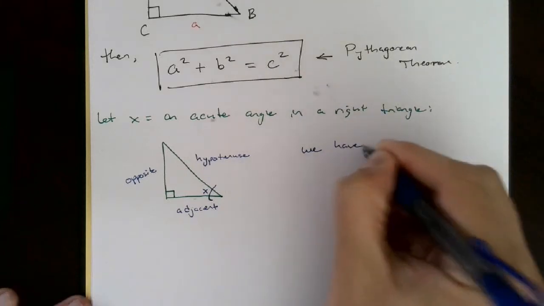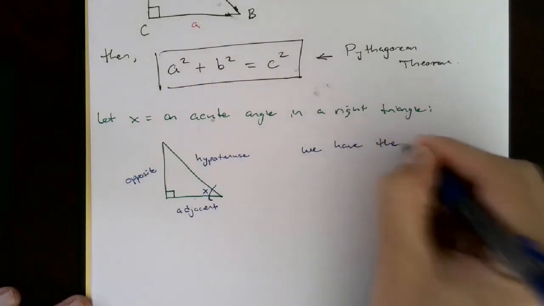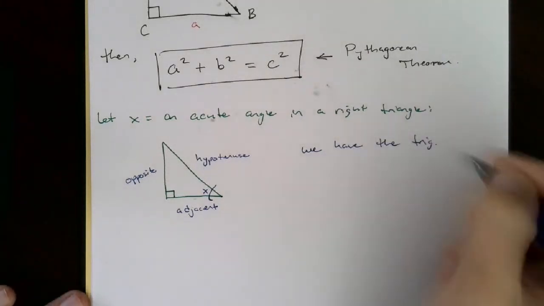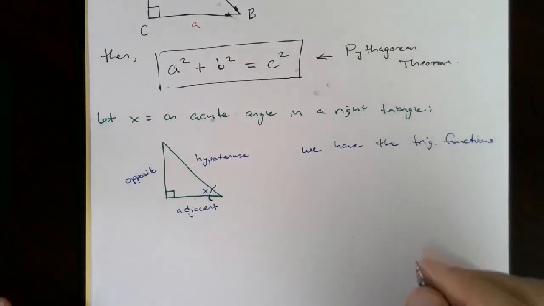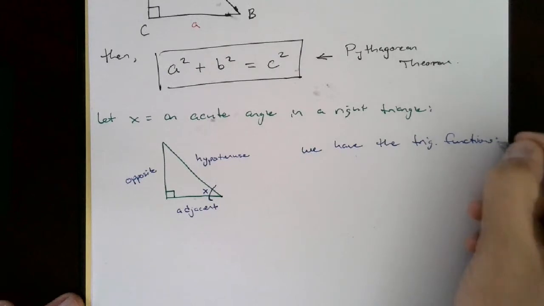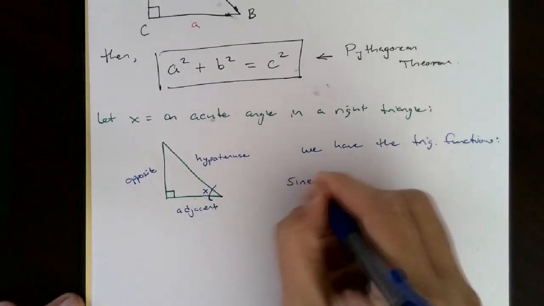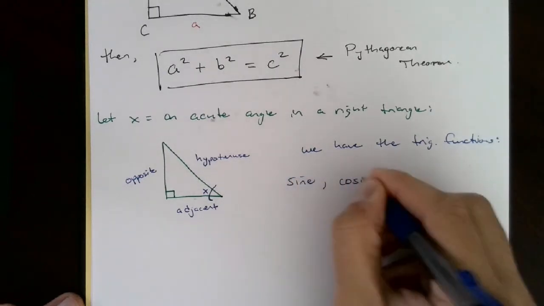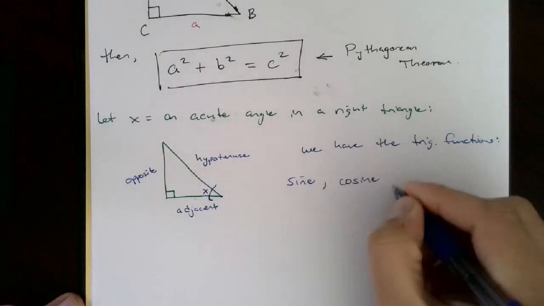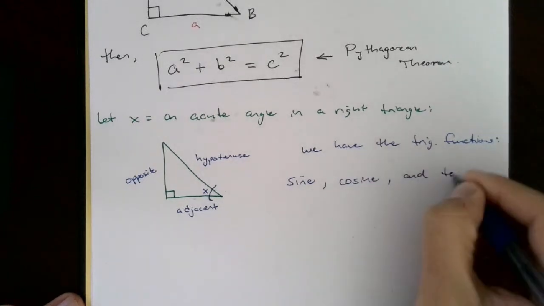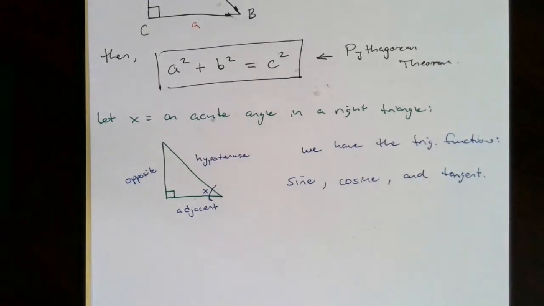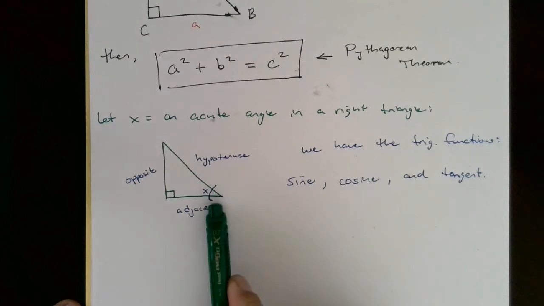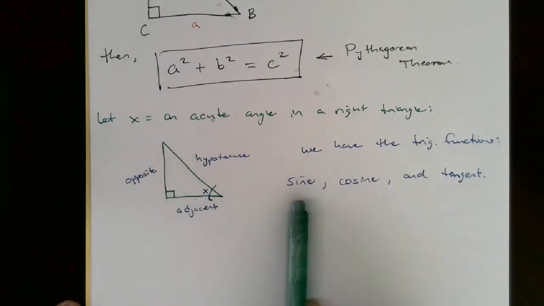For short I'll call them trig functions. And the trig functions are sine, cosine, and tangent. So those are the names of the trig functions. And the way you work with them is you take the angle, and depending on the relationship with the angle, it's called sine, cosine, or tangent.